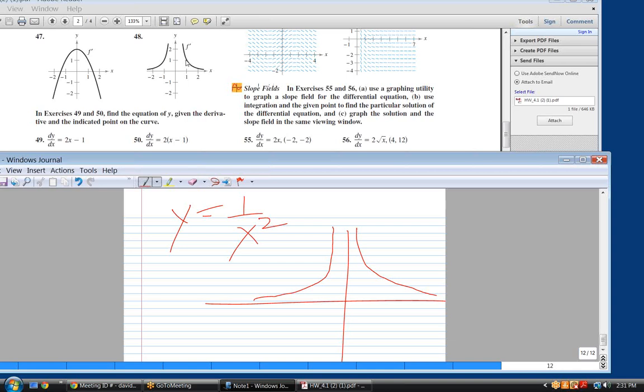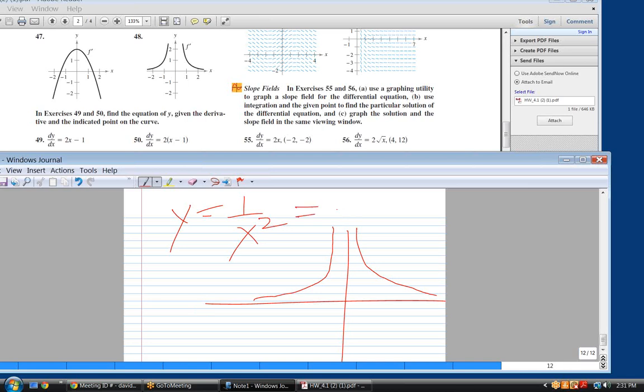That point would be on it, 1 comma 1. Also minus 1 comma 1 would be on it. And let's see, when x is 2, we have 1/4. That looks about right. So I'm going to say this is correct. And let's integrate it.